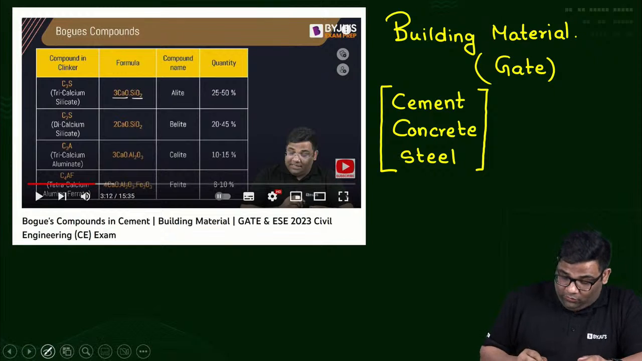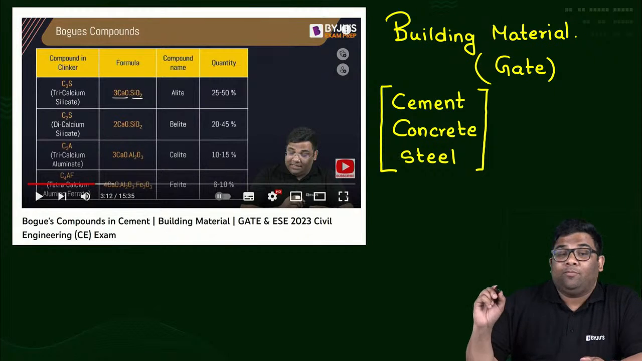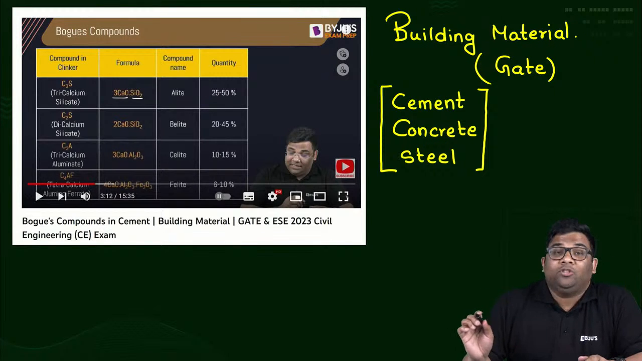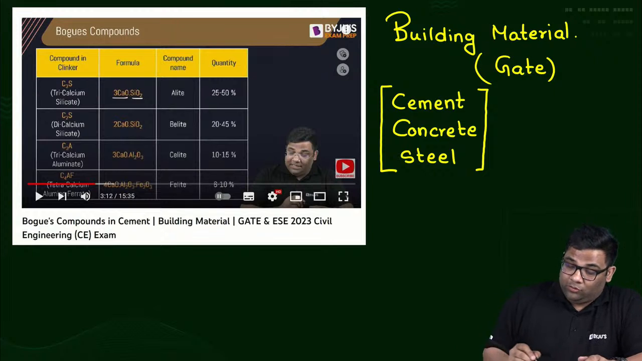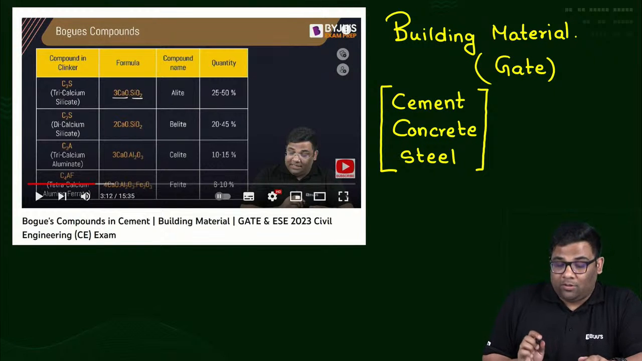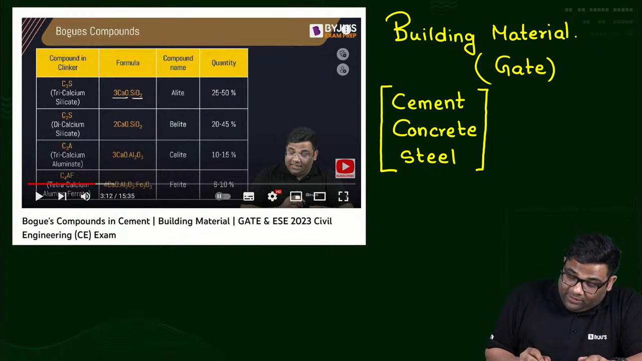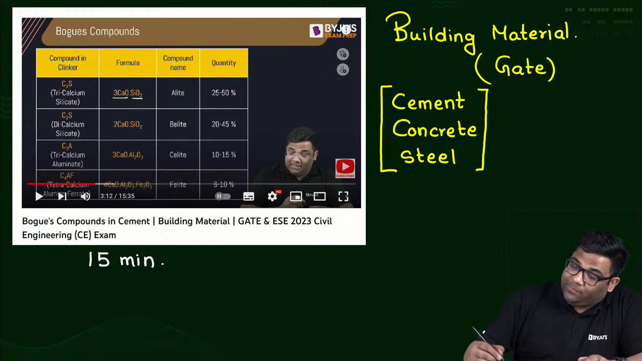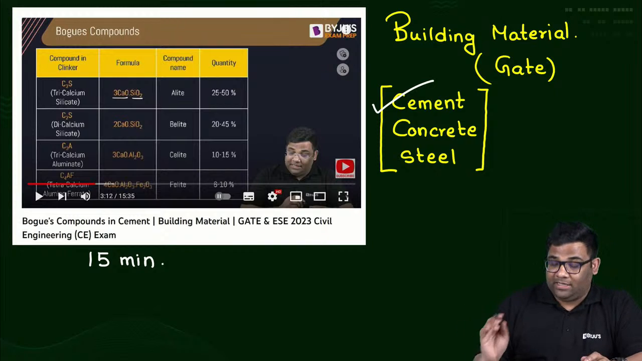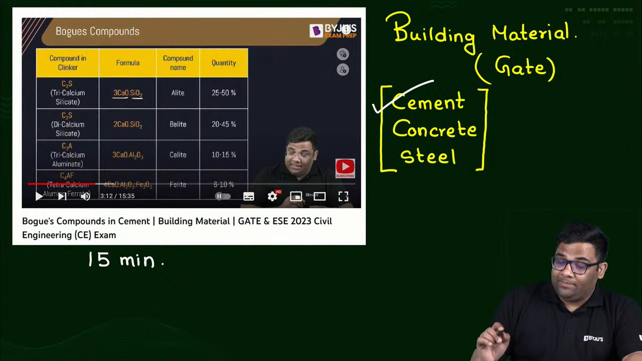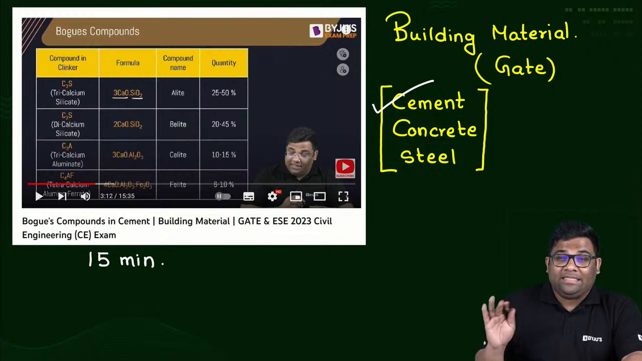So in cement, the most important first thing is what? The composition. In composition, I have taken Bogue's compound in cement. You can refer to this video. It's a 15 minutes video. If you cover this, your most important portion of cement will be covered. It is available in this. You can search also. For cement: the composition, their properties, their orders.